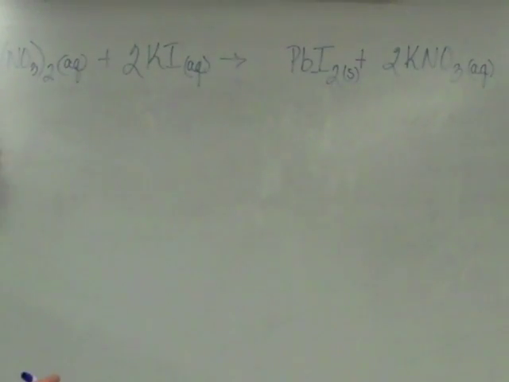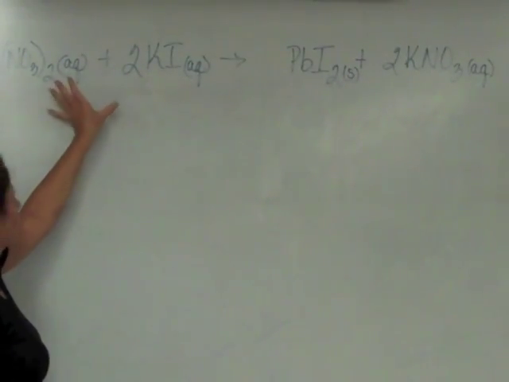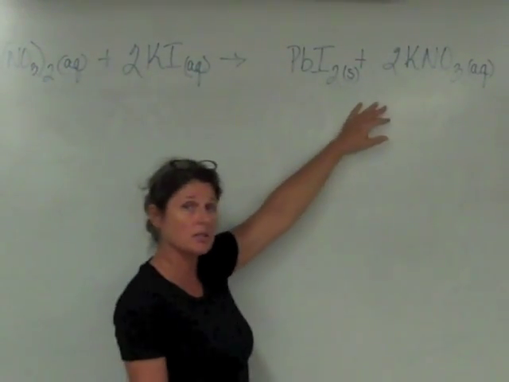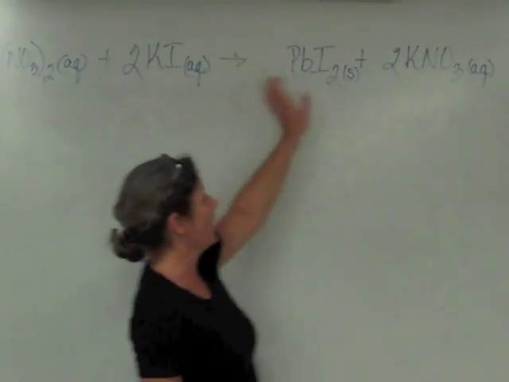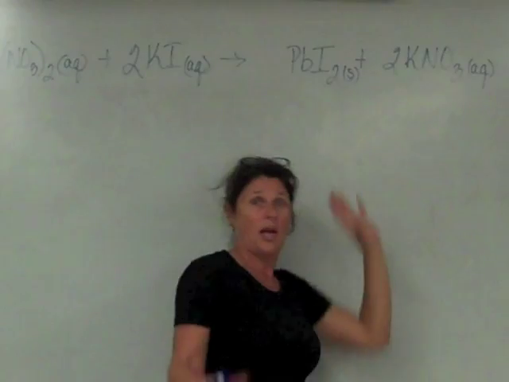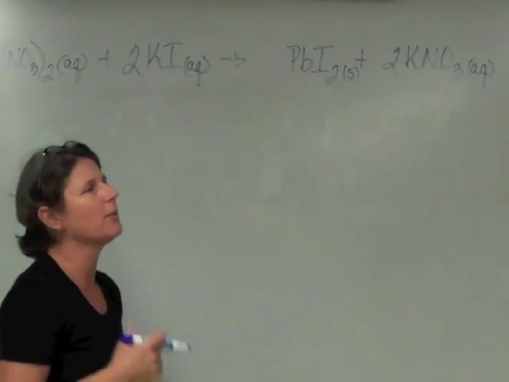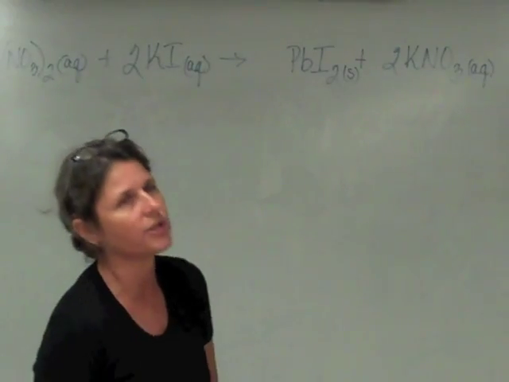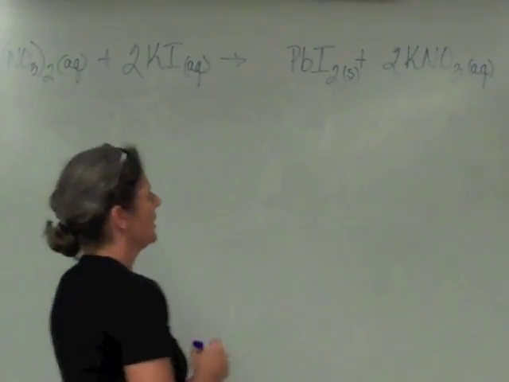Okay, so we say that this is a complete molecular equation. And that's fine. That shows us reactants and products, and it shows us the stoichiometry in terms of mole ratios: how much of what reacts with the other. But it doesn't really show us what is going on at the molecular level.